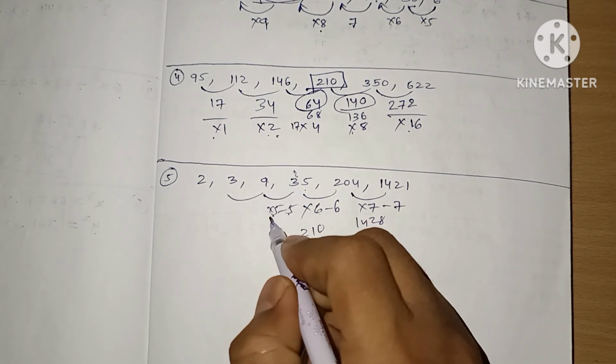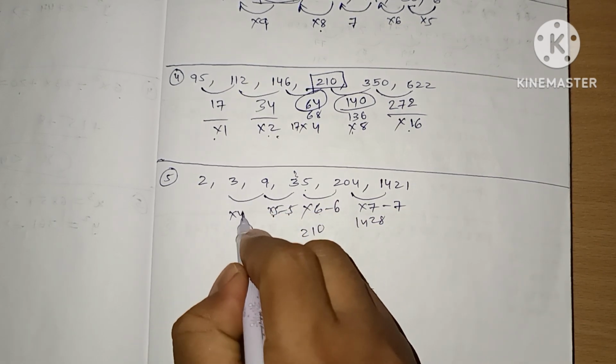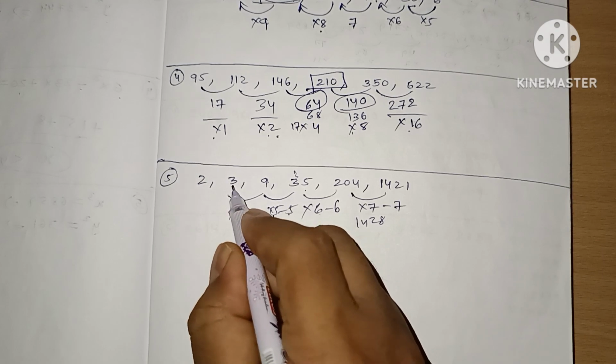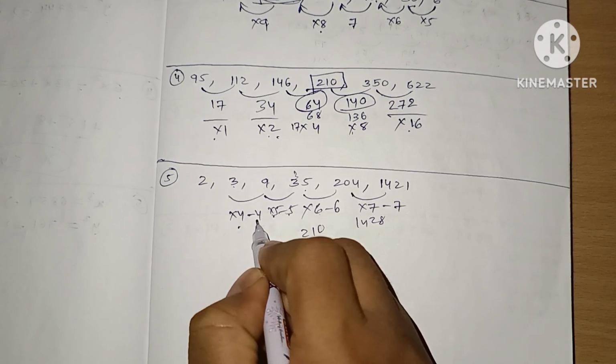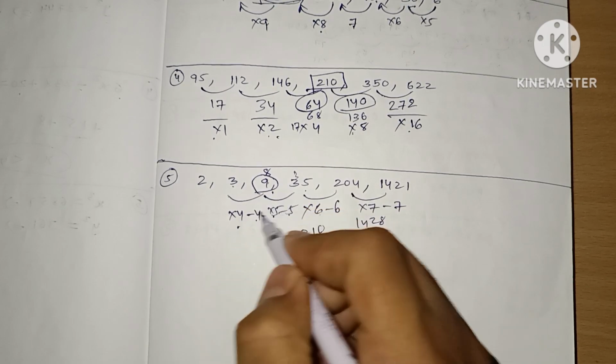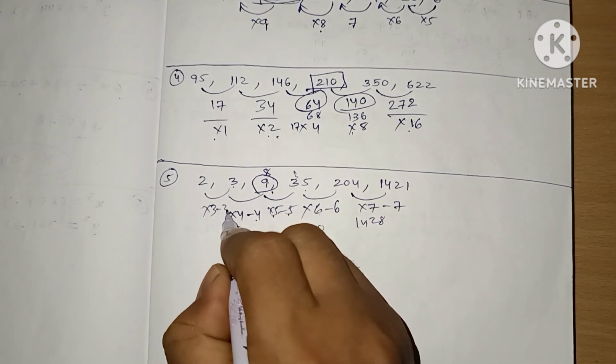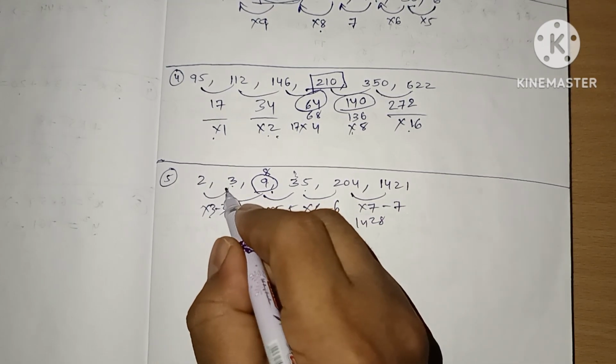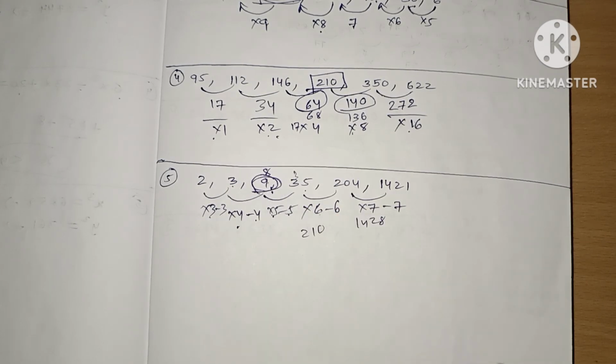So there is a problem here. It must be into 4 minus 4. The 4 times is 12. 12 minus 4 will be 8. So the wrong number is 9. This is into 3 minus 3. 2 3 times is 6. 6 minus 3 will be 3. So our wrong number will be 9.